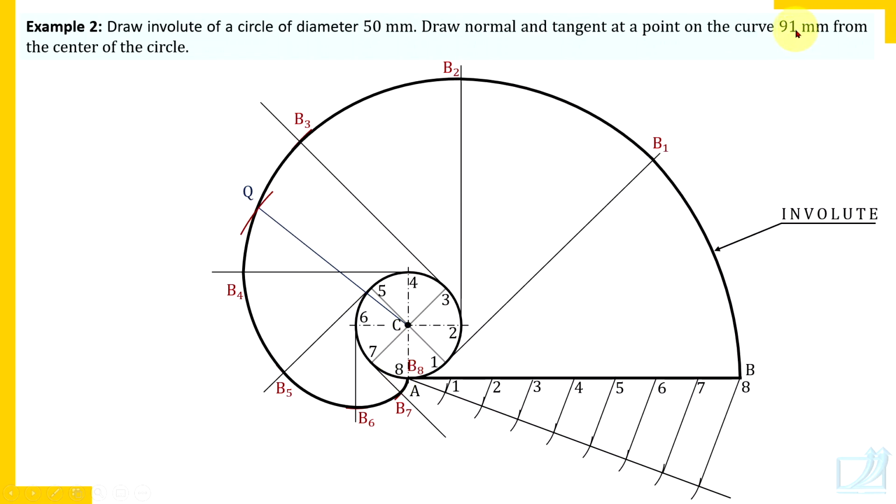Had it been given 90 mm, we would have measured 45 mm directly using our scale to get that midpoint. Simple. But now it's given 91 mm. So, half of 91 mm is 45.5 millimeters. That cannot be measured using our drawing instruments, because least count of our drawing instrument is 1 millimeter, and therefore we'll have to use a geometrical construction to get that midpoint.